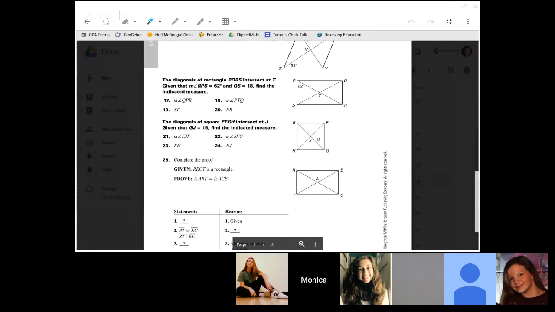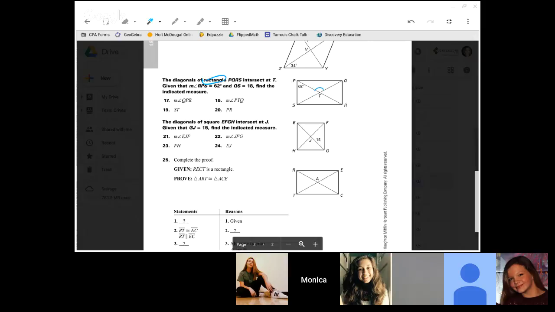Okay, Charlotte Ann. So for number 18, it wants to know what the measure of PTQ is. And you asked if it was 90 degrees. So we're talking about this angle here. Now, we know that this is a rectangle, right? So if you look at your quadrilateral family tree handout, what do you know about the diagonals of a rectangle? Okay, so we know that they're congruent.